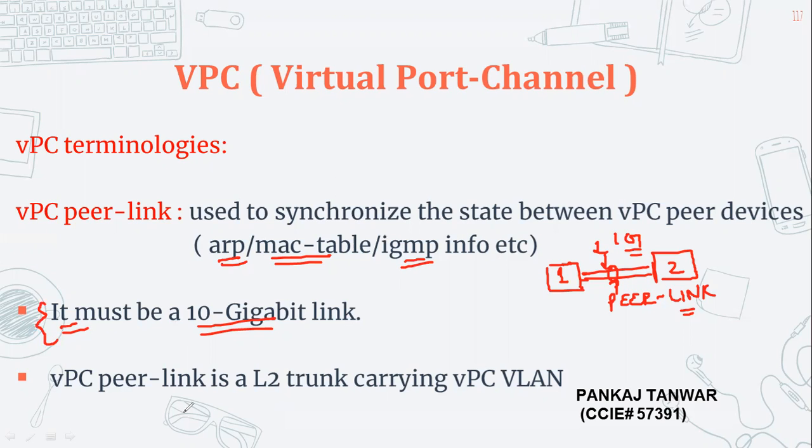Okay. And the VPC peer link is a layer 2 trunk carrying the VPC VLANs. We will see next what these VPC VLANs are.